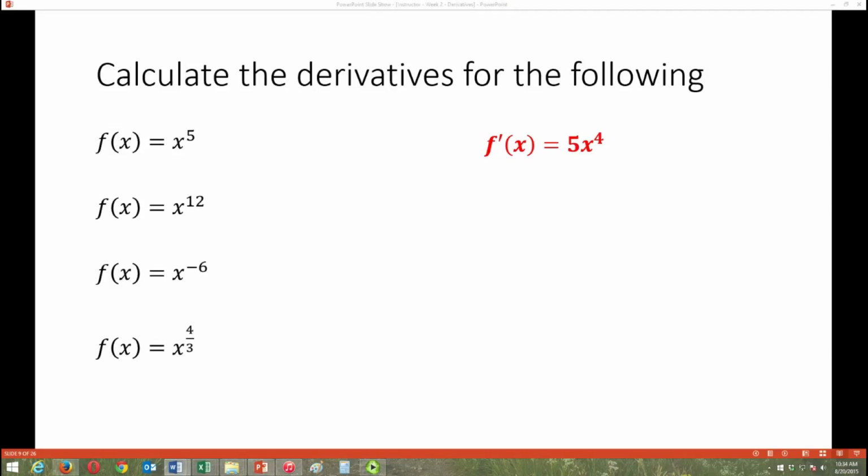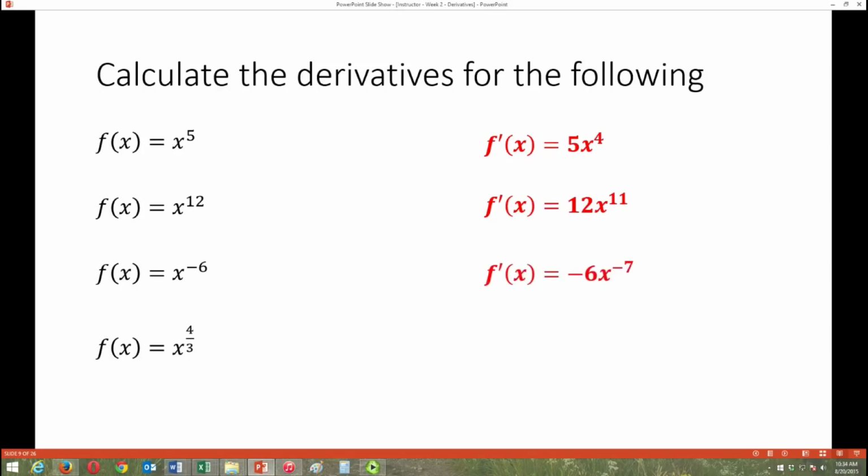What is the derivative of f of x equals x to the 12th? It's f prime of x equals 12x to the 11th. Again, we brought the 12 down and subtracted 1. What is the derivative of f of x equals x to the negative 6?